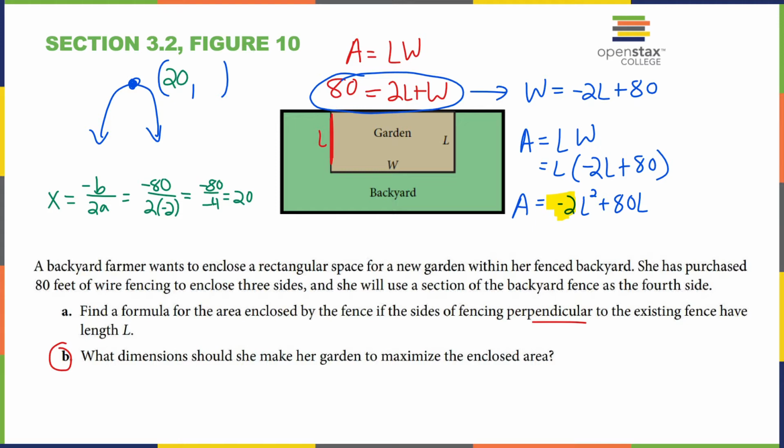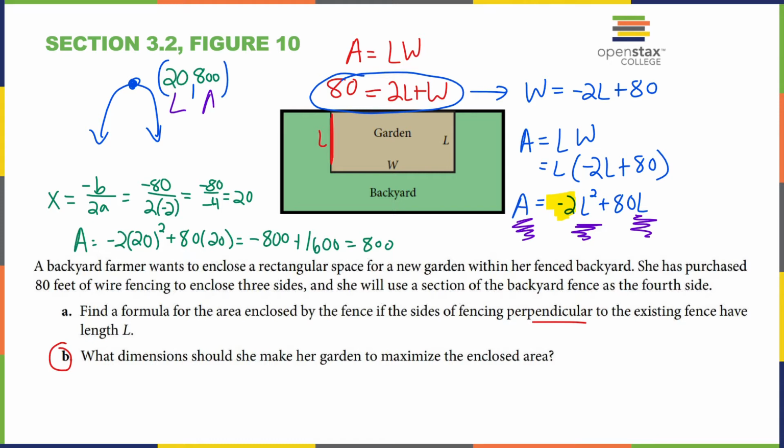And so I can also find the value of the area by plugging 20 back in to the area function. So area equals negative 2 times 20 squared plus 80 times 20. Now 20 squared is 400. So when you multiply that by negative 2, you're going to get negative 800. 80 times 20 is 1600. When you add those together, you get 800. So we have that when the length is 20, your area is 800. And remember, you know that it's length and area because look at our formula. We have length is the input and area is the output. So this is L and A.